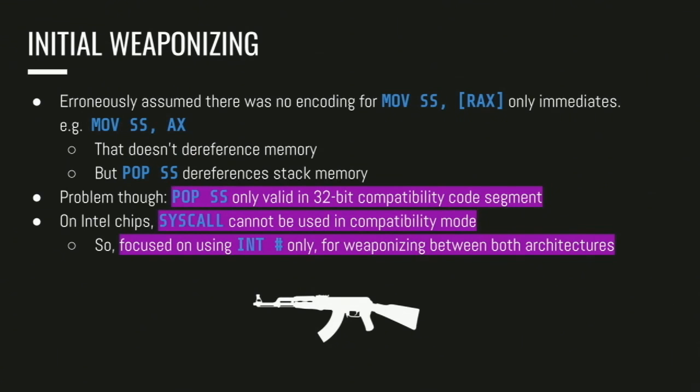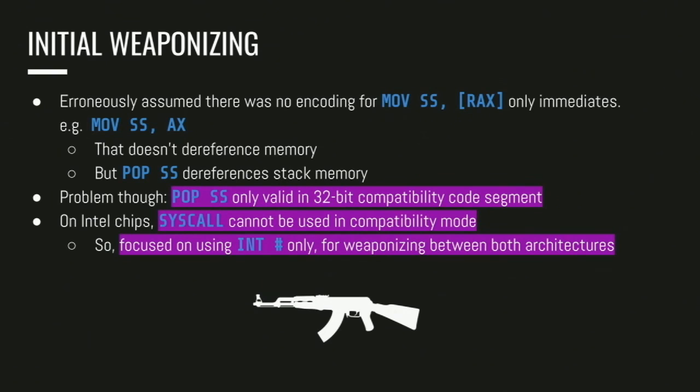But at the time, what's important is I tried to weaponize it through POP SS, because POP SS, if you're familiar with assembly, pops data from the stack, so it accesses stack memory. The assumption there is that POP SS is going to access stack memory, so if we arm it with the type of debug register, it's going to dereference stack memory and it's going to fire an INT1.